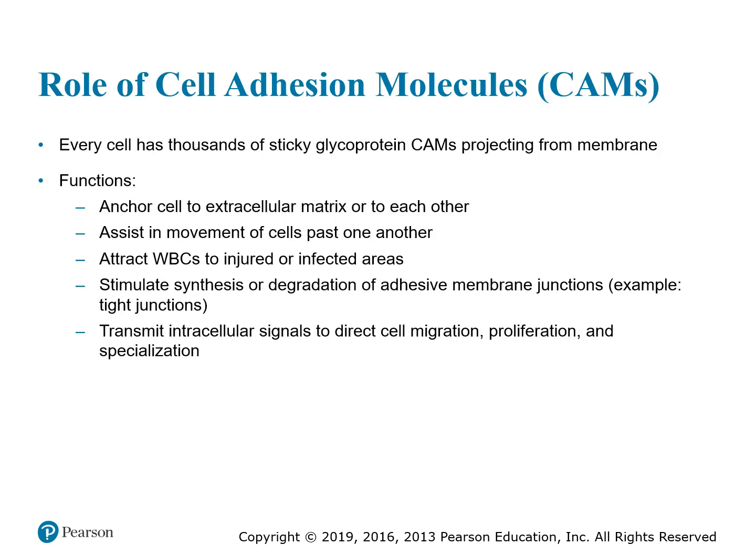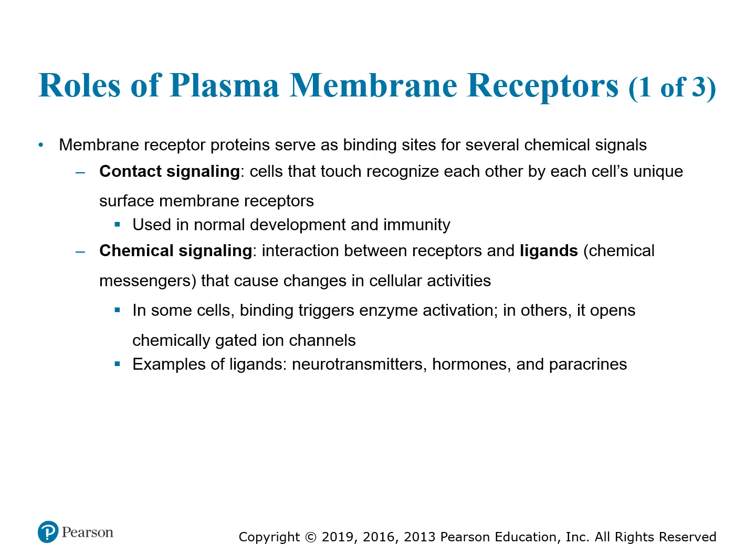Every cell has thousands of these projecting from their membrane, and their point is to anchor cells to the ECM or to each other. They assist in movement. They signal white blood cells to injured or infected areas. They can stimulate synthesis or degradation of the adhesive membrane junctions, and they transmit signals to direct migration, proliferation, and specialization. So these membrane receptor proteins then have several jobs, including contact signaling and chemical signaling, basically whether or not the cell is touching and recognizing another cell's unique surface membrane, or interacting between receptors and ligands.